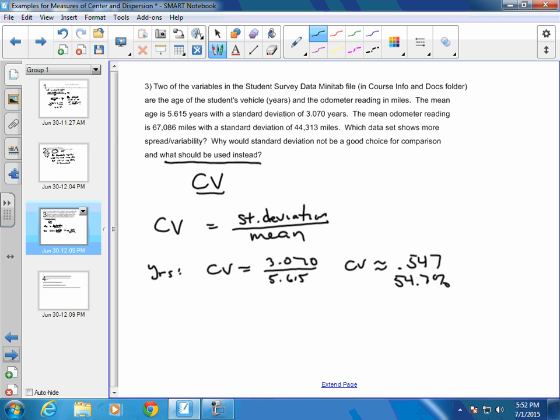Now let's do the same thing for the odometer reading, the miles. All right, so the standard deviation was 44,313. We're going to divide that by the 67,886. And again, if we just round this off, I'm getting like 0.6605. So if we rounded that off, about 0.661 or 66.1%.